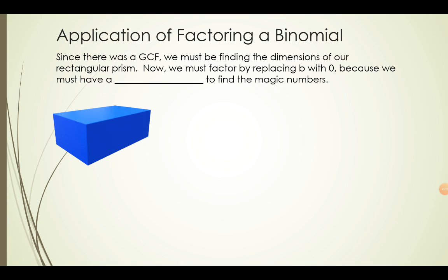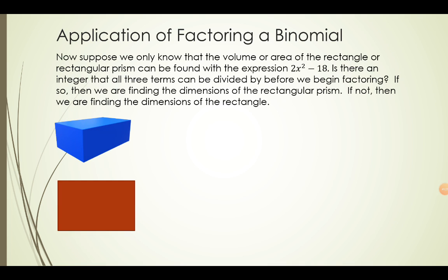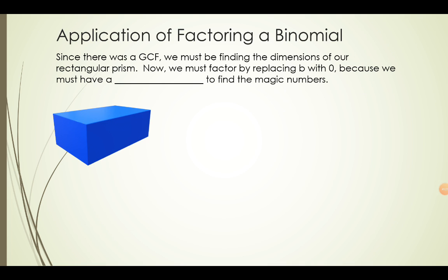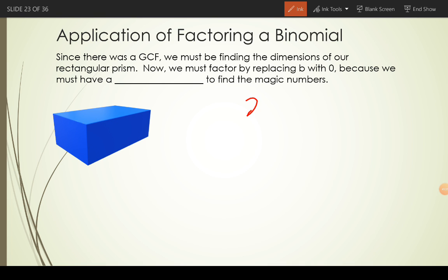Since there is a greatest common factor in the binomial that we saw on the previous slide, which is 2x squared minus 18, now we must factor by replacing b with 0, because we must have a trinomial in order to factor. Okay, so here we only have 2 terms. We don't have 3. So we can't necessarily factor that how it is.